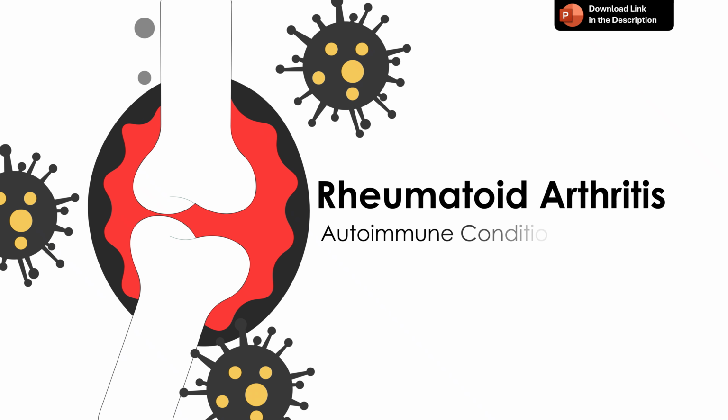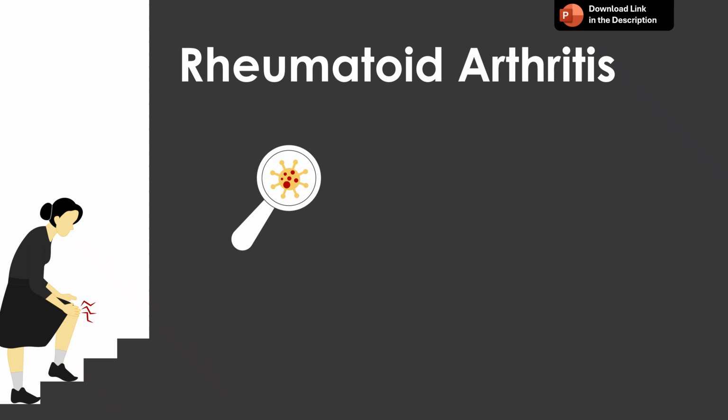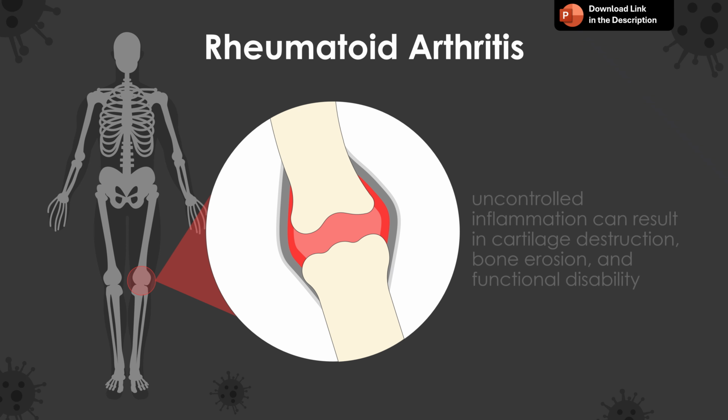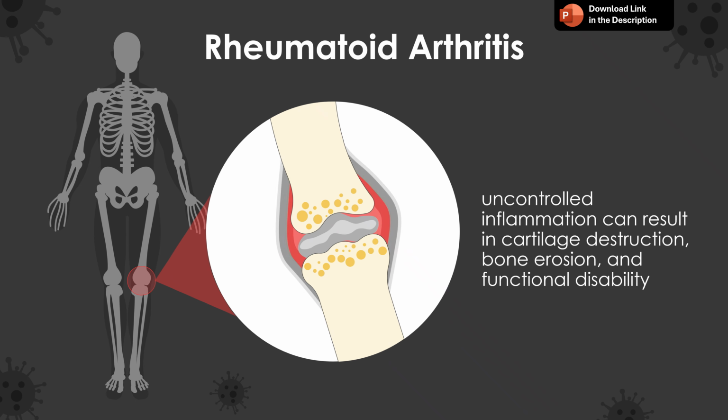Rheumatoid arthritis is fundamentally an autoimmune disorder where the body's immune system erroneously targets its own tissues. This autoimmune response triggers persistent inflammation, resulting in pain, swelling, and progressive joint damage. Over time, uncontrolled inflammation can result in cartilage destruction, bone erosion, and functional disability.